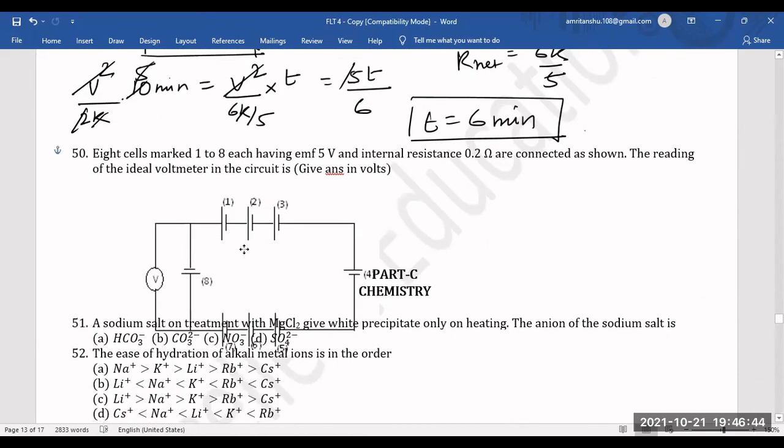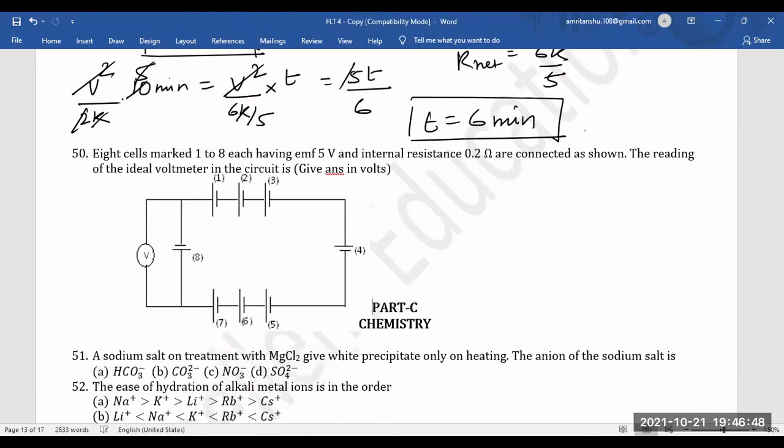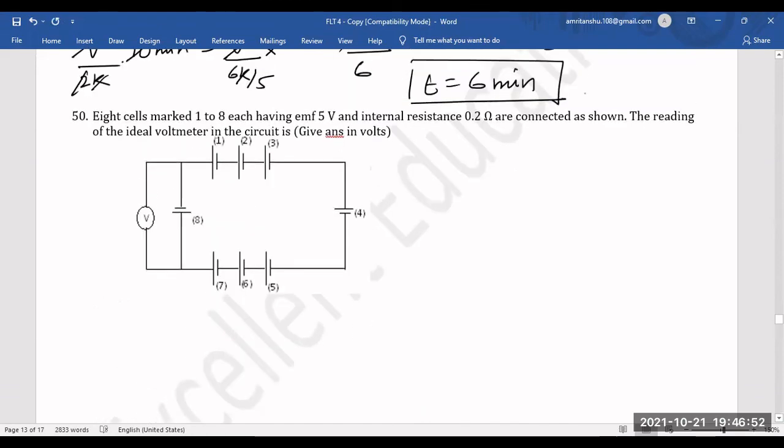Let's move on to the last question of this paper, question number 50. So moving on to the last question. The last question's answer was, I think, a little bit wrong. We'll just try to see the correct way of doing this. I think the answer given is 0, but it's not coming 0.